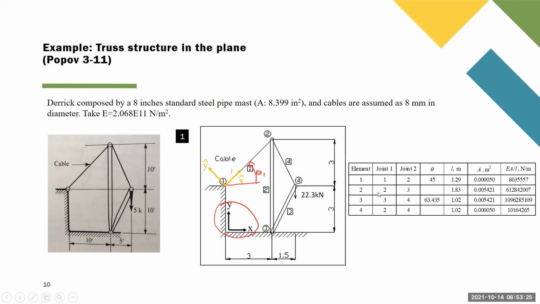Element 2, people, you see here, element 2, and you see that it is defined in this example as going from 2 to 3. Question for you, how much is theta 2? People, tell me, how much is theta 2? Anybody? How much? Exactly. So you can try to write it here.